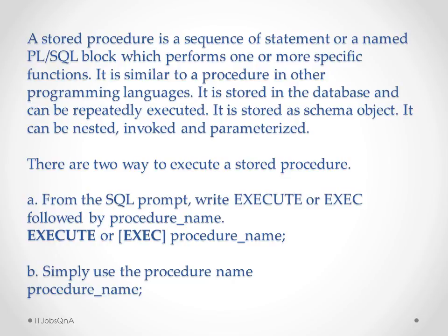There are two ways in which we can execute a stored procedure. The first one is from the SQL prompt, where we can write execute or exec followed by the procedure name. For example, you can say execute or exec, space, the stored procedure name. The second one is simply using the procedure name, like stored procedure underscore name, or my procedure, or whatever name you want to give, just give that and enter.